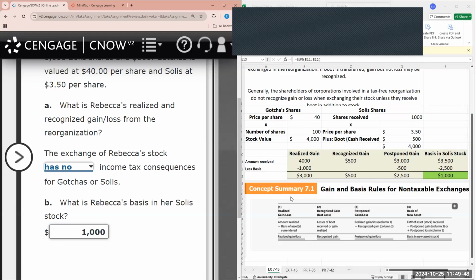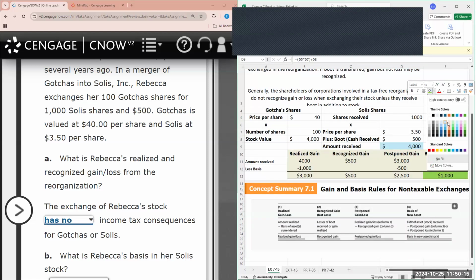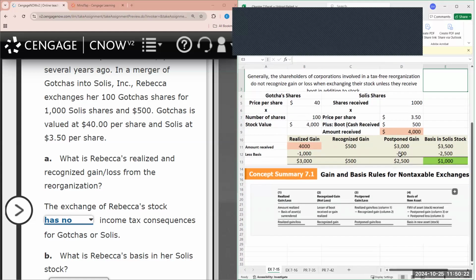So again, for this problem, we utilized the concept summary from 7.1, the gain and basis rules for non-taxable exchanges. We start off with determining the realized gain or loss. We calculated the amount received as follows. The amount received was essentially based on the shares received in the new stock multiplied by the price per share plus the cash received, and that gave us the amount realized. And then from there, we needed to determine the recognized gain, and based on the rules, it's the lesser of boot received or gain realized. And then from there, we were able to calculate the postponed gain or loss and the basis of the new asset.